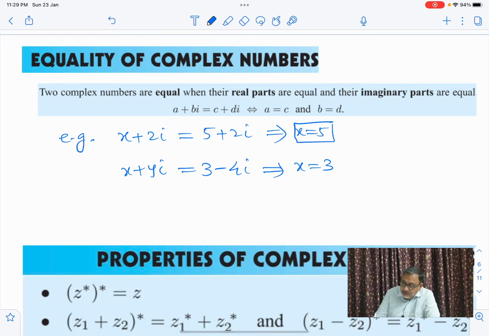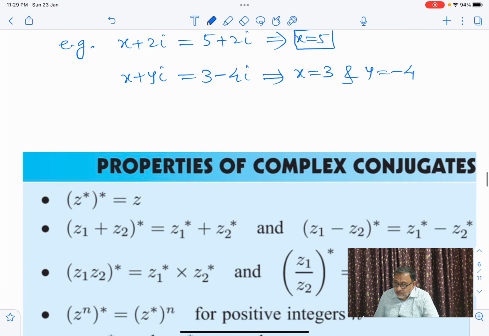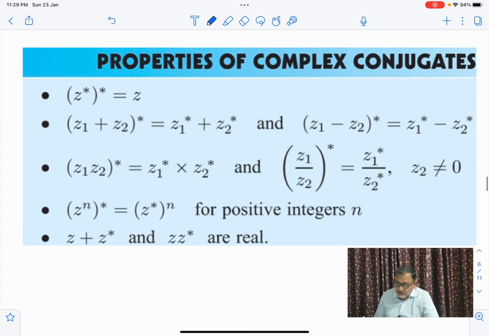So x is equal to 3 because this is the real part and this is the real part, so they are equal to each other. And the imaginary part y is equal to the imaginary part, minus 4. So y is equal to minus 4. Okay, so like that we can find the unknown integers. Okay. Properties of complex conjugates.